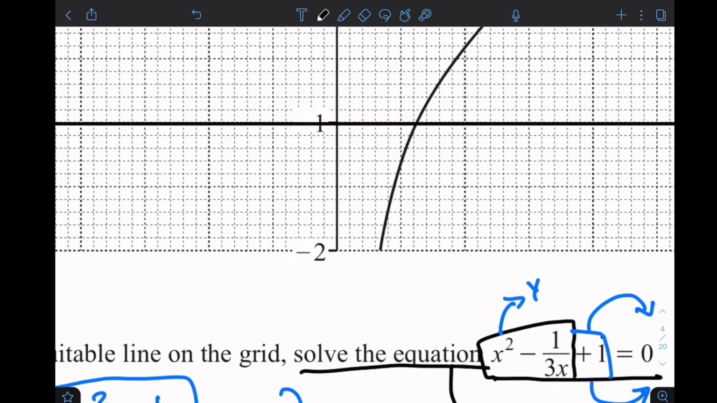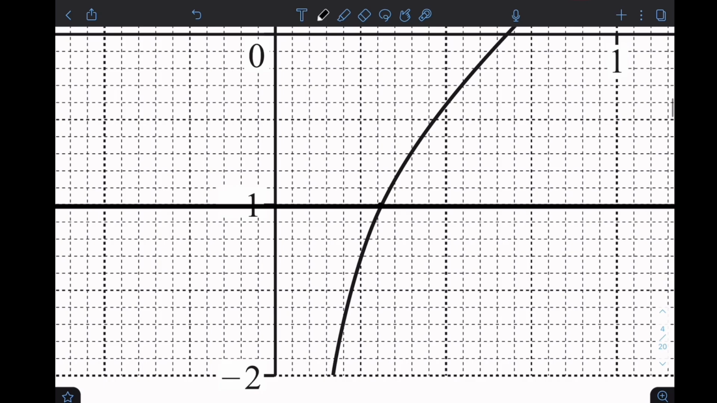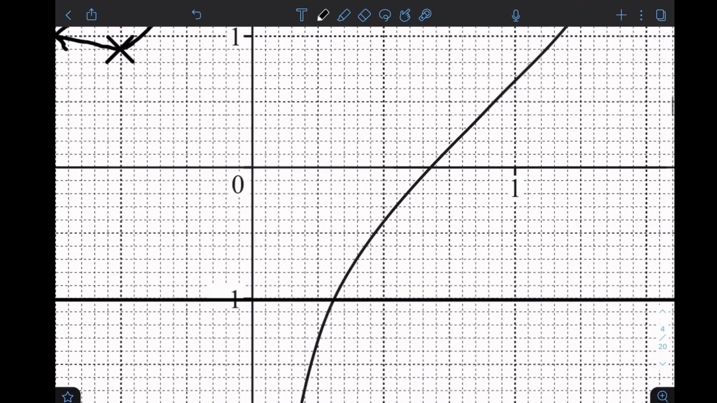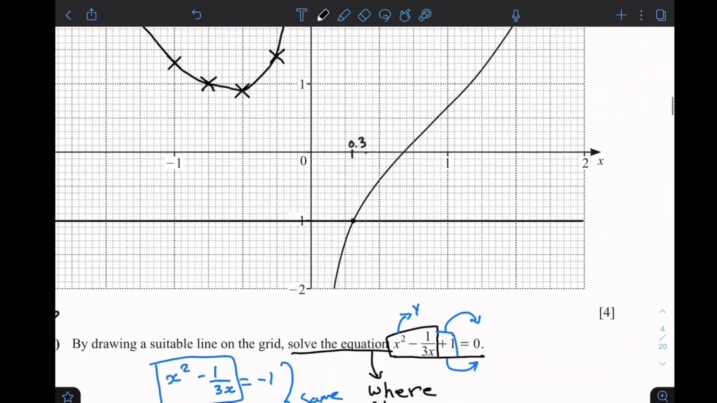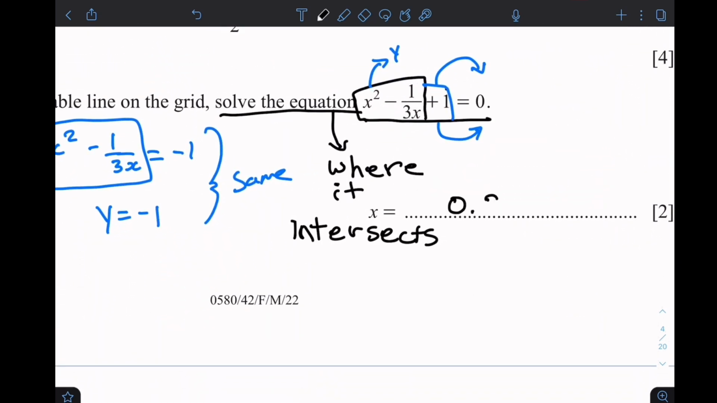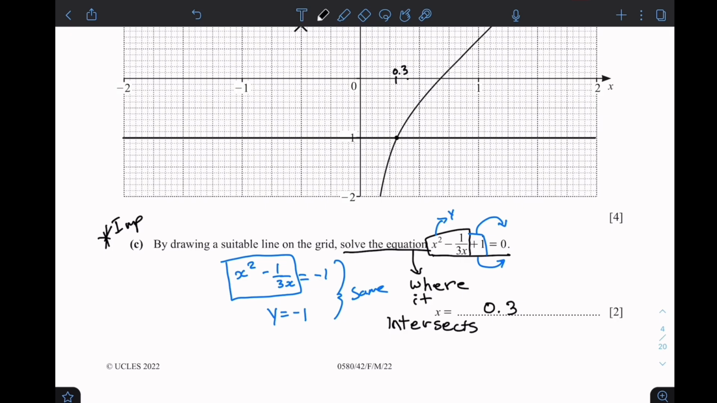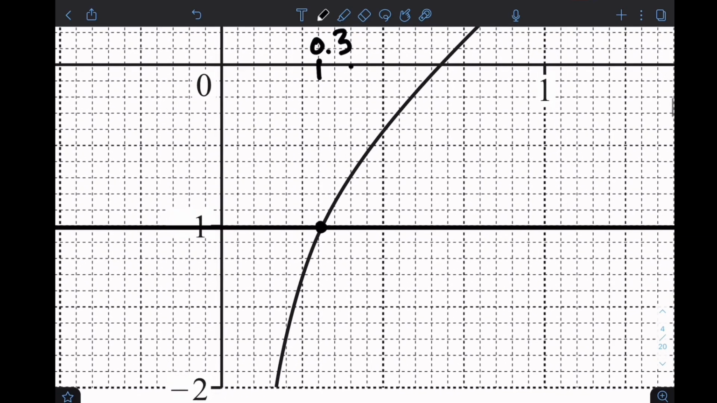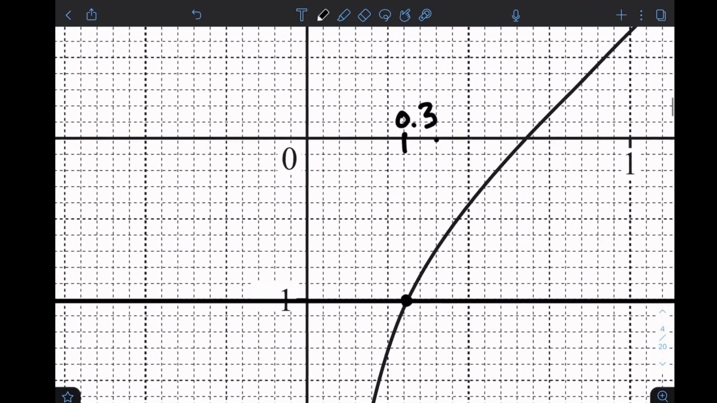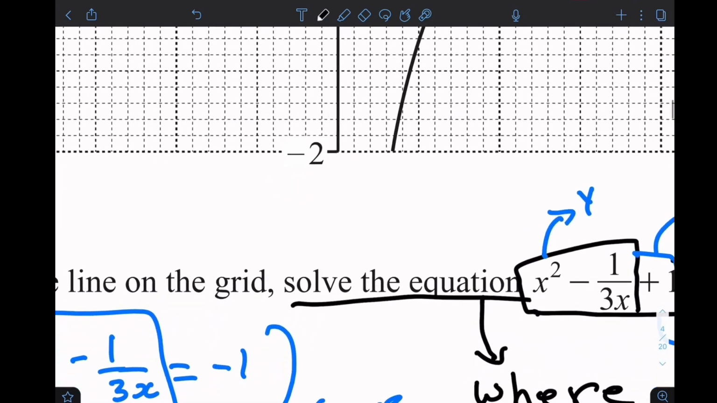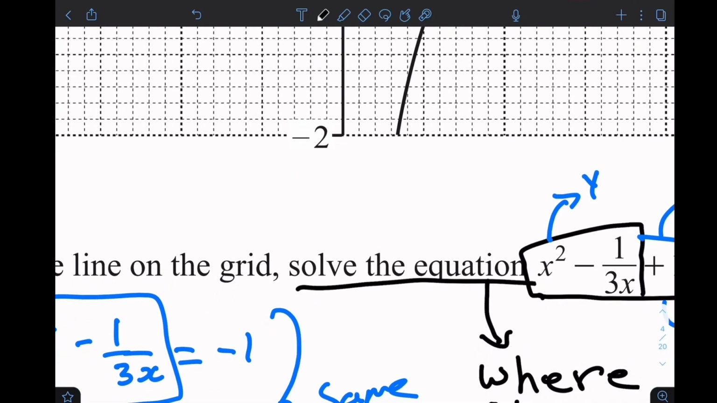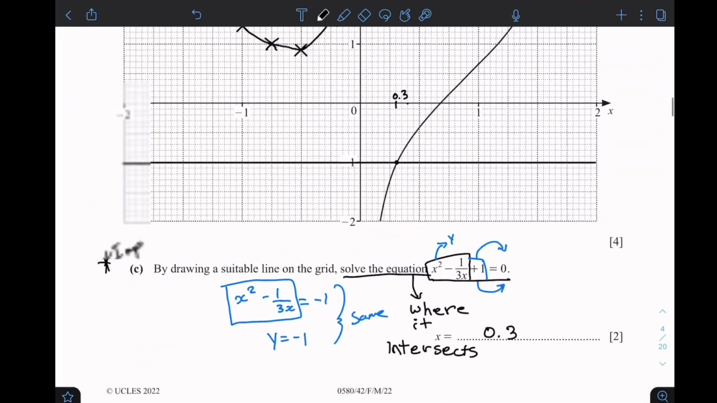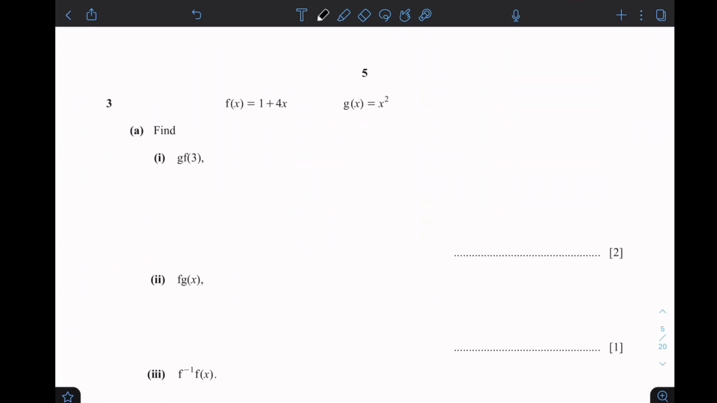So if you look at the graph, it says it intersects about here, which is point 0.3. Yep, 0.3. So the answer to this is x is equal to 0.3, because as you can see here, it says find the value of x of this intersection, which is 0.3. So that's what happens whenever they say solve the equation, and if they ask us to find the point where it intersects, they usually ask for the value of x, okay? So on to the next question.